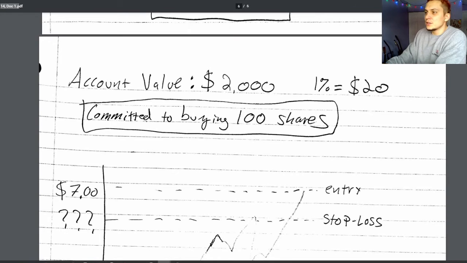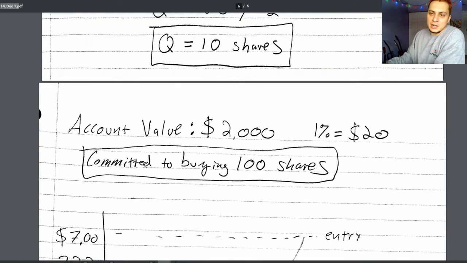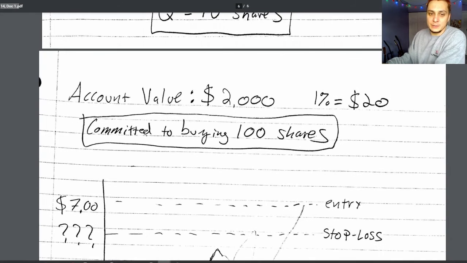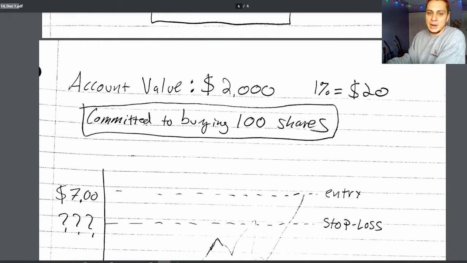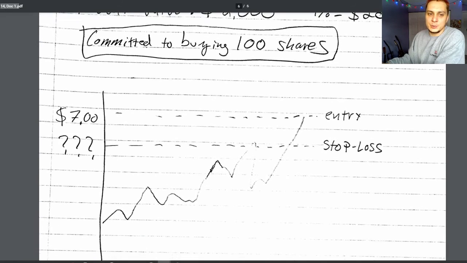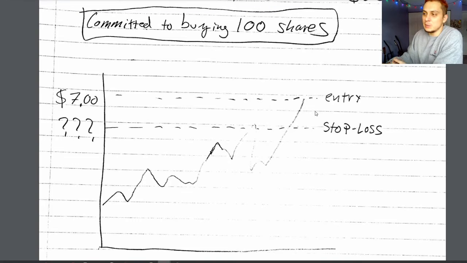Okay, so 10 shares is not a lot of shares. If we're right, we're not going to make very much money. So let's say we want to up the ante a little bit, and we're committed now to buying 100 shares. Same account, $2,000, still willing to risk $20. We're still looking at GameStop. Same thing, looks like it could be on an uptrend. But if we want to risk that same $20 and we're buying 100 shares, where should our stop be? It's going to be much closer to our entry price because we're buying so many more shares.